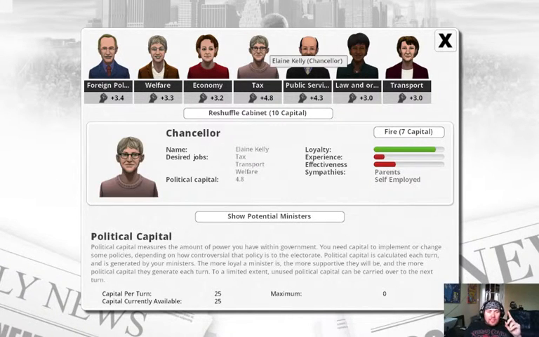We definitely like that. The Chancellor, we have a female Chancellor, Elaine Kelly, exceedingly loyal. Brilliant, love that, massively loyal. Experience again so-so, but they've just come into government. Effectiveness, not too bad. Sympathies go towards parents and the self-employed, so not the biggest help to us there. Parents is kind of handy.